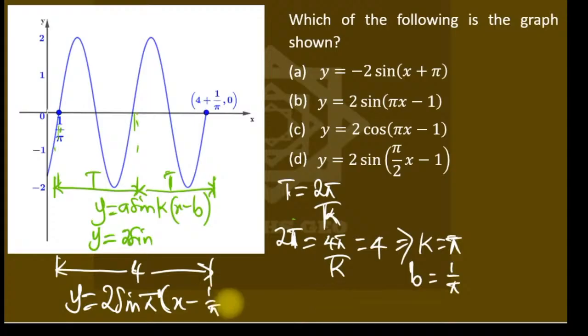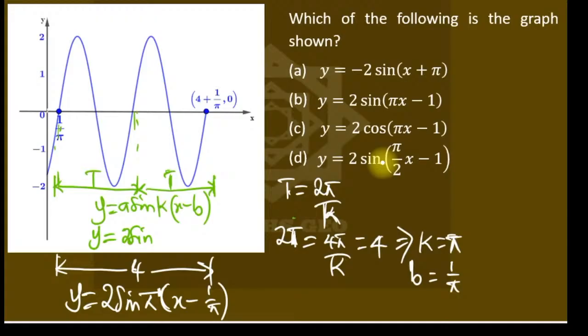Okay, let's open up. So we have 2 sine pi times x is pi x, and pi times 1 over pi is minus 1. So this is the answer, y equal to 2 sine bracket pi x minus 1. So our answer is option B. So that is how we solve questions that involve horizontal shifting of sine graph. Thank you.